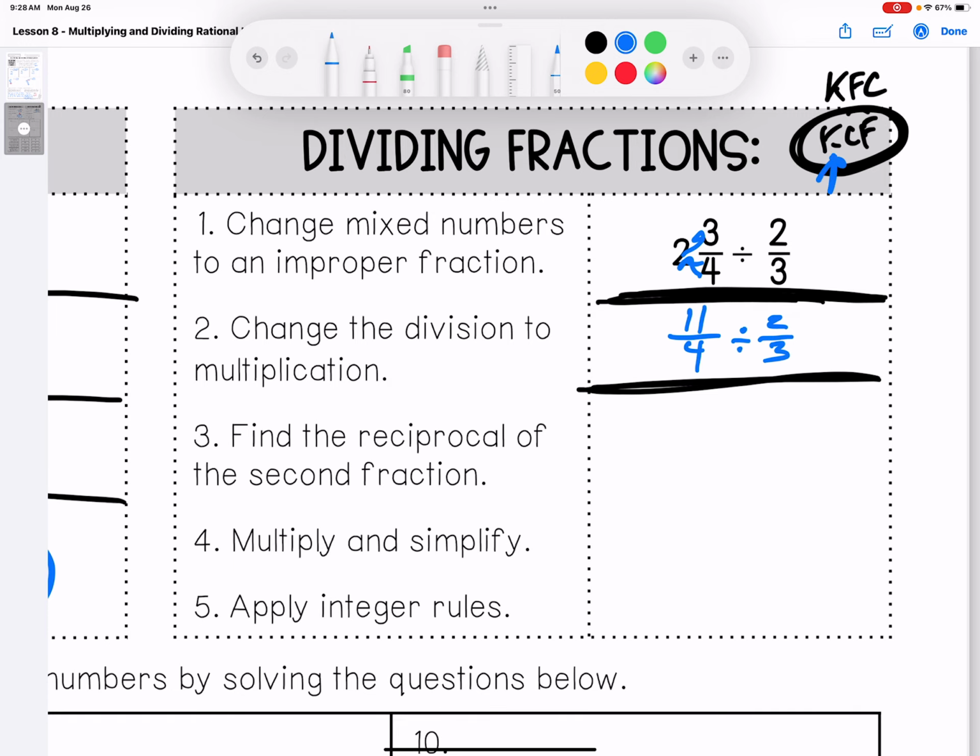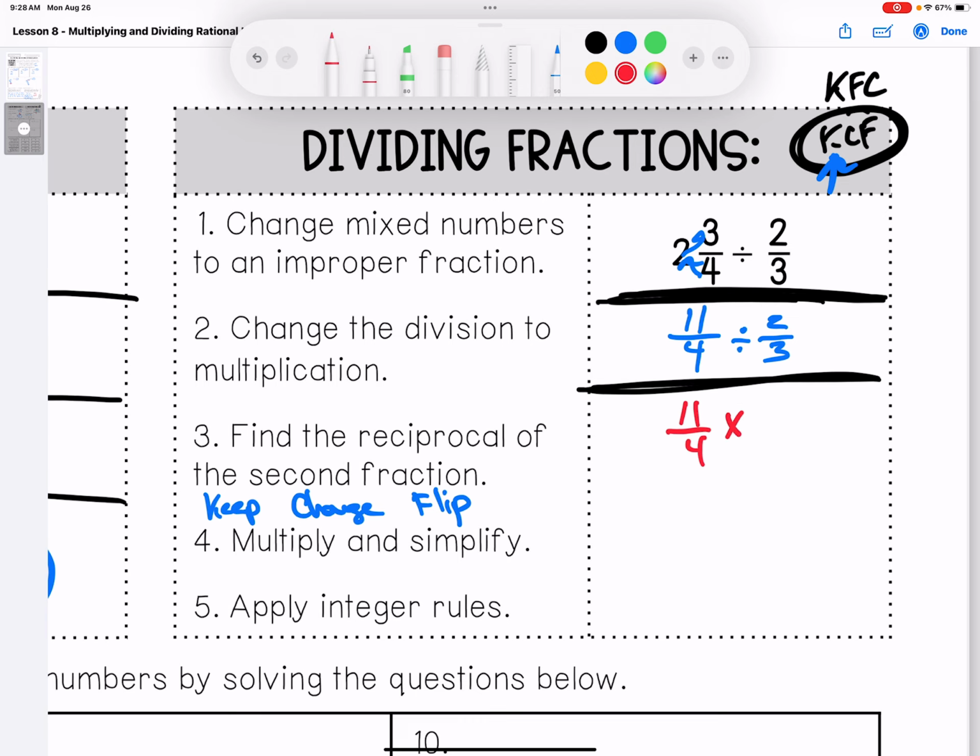K, keep. Let's write this somewhere. Where can we write it? Keep, change, flip. Write that right there. All right, keep, change, flip. So we're going to keep the first one. Keep 11/4.